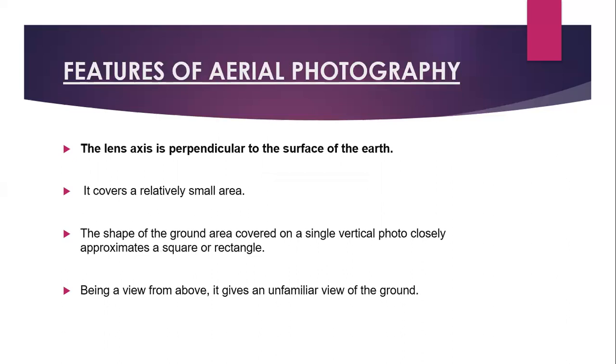Features. There are certain features which need to be followed while taking an aerial photograph. First one is the lens axis is perpendicular to the surface of the earth. That means the axis should be straight, 90 degrees to the surface of the earth. It covers a relatively small area. If you take a photograph of a very small area, then it becomes convenient for you to identify those areas. The shape of the ground area covered on a single vertical photograph closely approximates a square or rectangle.